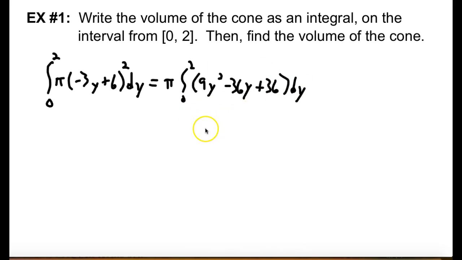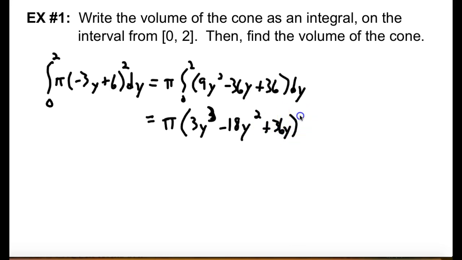Now we would integrate. Take the antiderivative of each piece individually, and that pi will just stay out front. So pi times 3y cubed minus 18y squared plus 36y, and I want to evaluate that from 0 to 2.